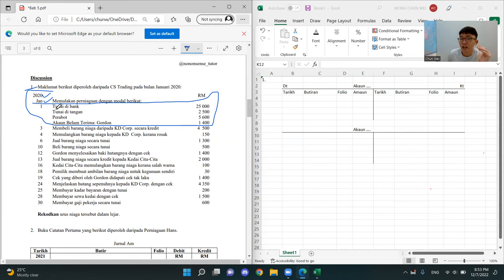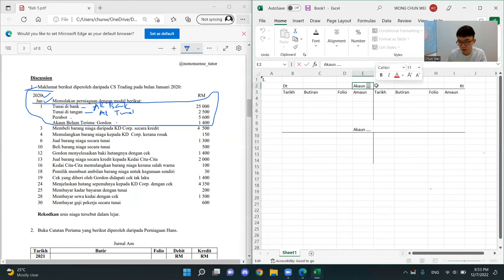Tunai di bank. I mentioned a lot of times, tunai di bank means this will be in account bank. Tunai tangan, this will be in account tunai. And then perabot-perabot, account perabot. Then ABT, then we buka satu account belum terima. So now, starting from this one, in the middle there, you put account. Tunai di bank is account bank, so you put account bank.